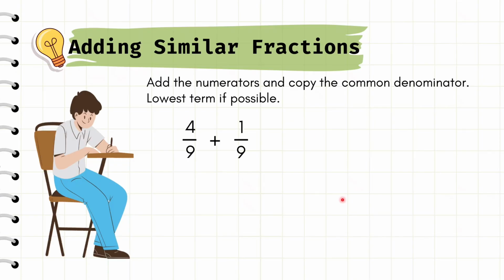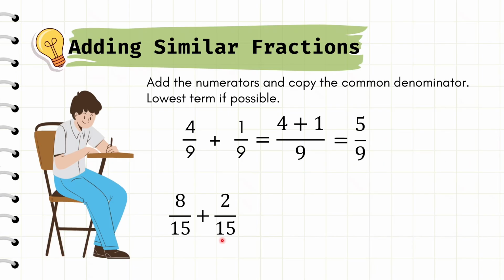Example, 4/9 plus 1/9. Similar fraction ito kasi pareho sila ng denominator. All we need to do is to add the numerators. Ang numerators ay 4 and 1. So 4 plus 1, then copy the denominator, which is 9. And then 4 plus 1 equals 5, then 9. So the answer is 5/9.